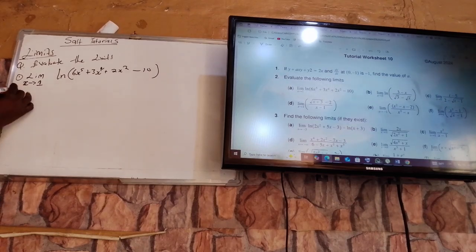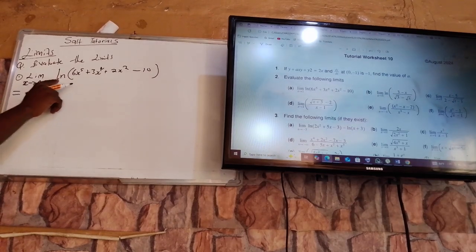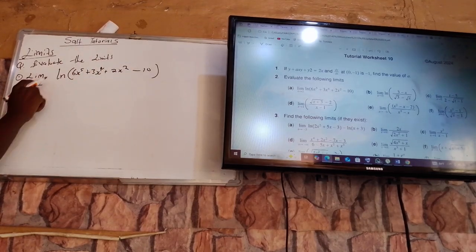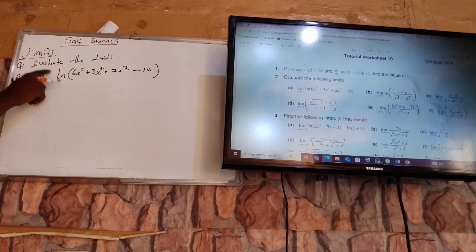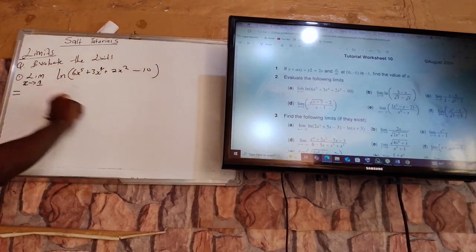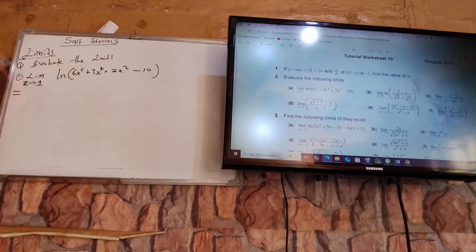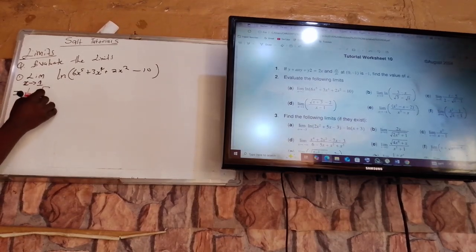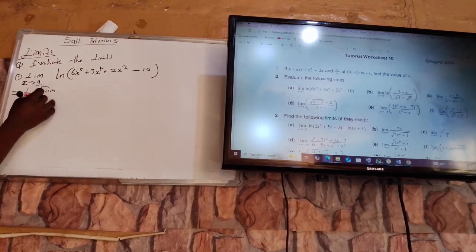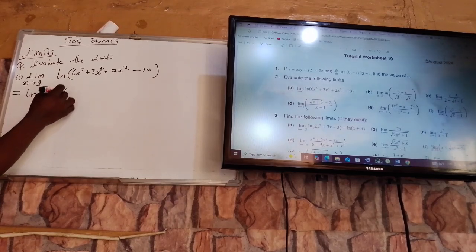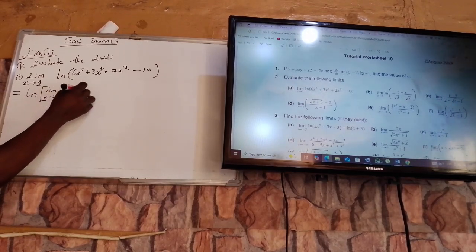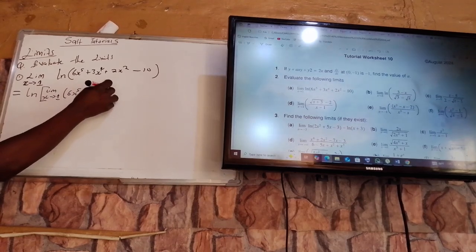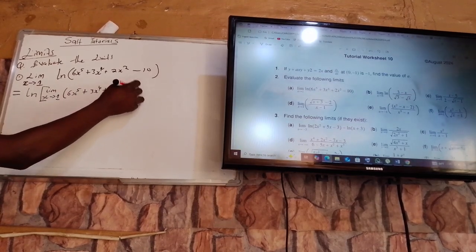So since this is a natural log function, the limit will just go inside, since we're trying to evaluate this whole function at x equal to 1. If as x is approaching 1, the whole function will approach f of 1. This is what we're trying to look at. So putting the limit inside, this is just as good as the natural log of, open bracket, the limit as x approaches 1 of 6x power 5 plus 3x power 4 plus 2x squared minus 10.